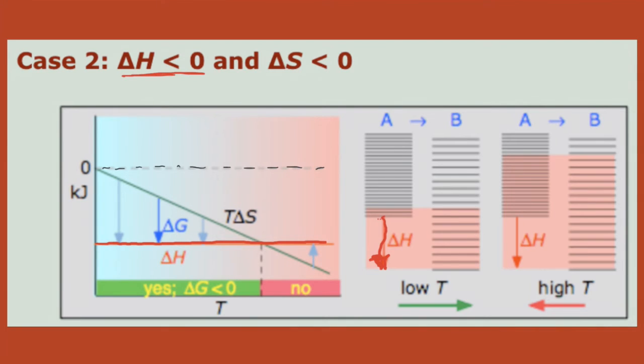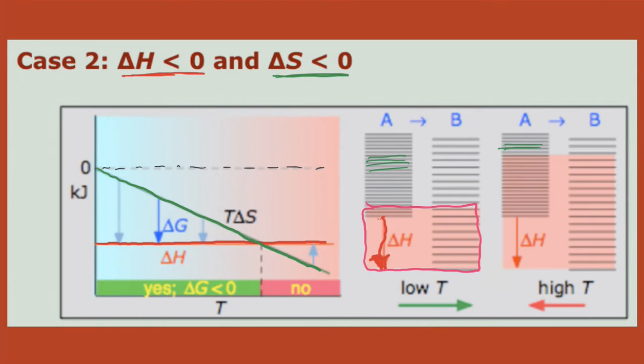Now let's talk about the negative delta S. So here we'll look at the graph and we can see the slope of the T delta S line is negative. Also, when we look at our pictures on the right, this time we can see that the energy levels are far closer together in A than they are in B. Remember, closer energy levels is higher entropy. So we're going from higher entropy to lower entropy as we go from A to B. Hence the delta S less than 0 or delta S negative. Remember, as we look at the diagrams on the right, the pink energy level box is corresponding to the temperature.